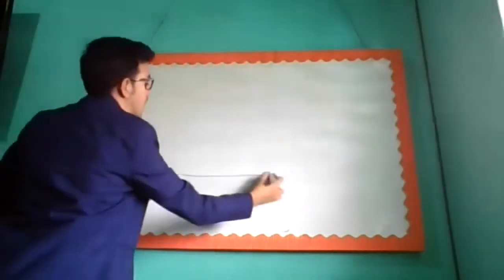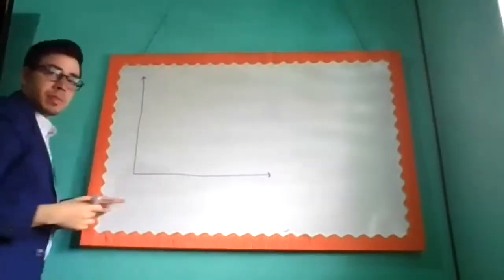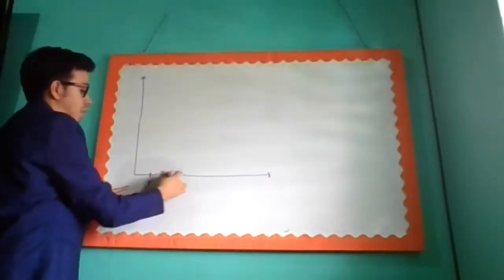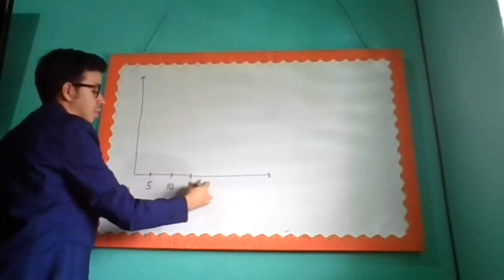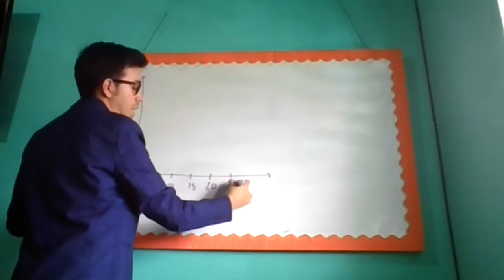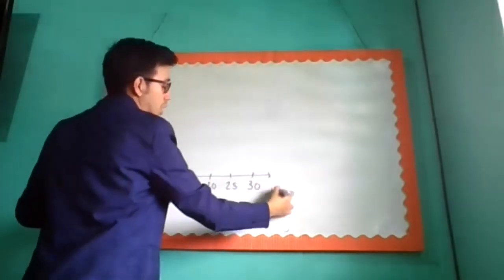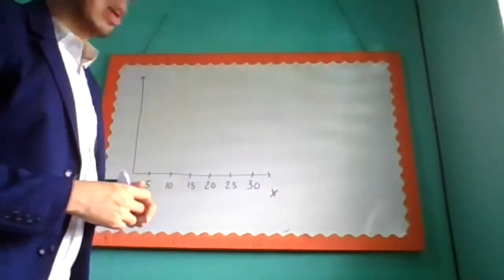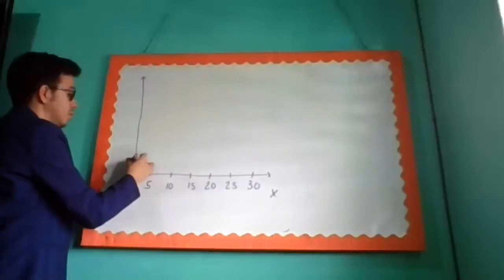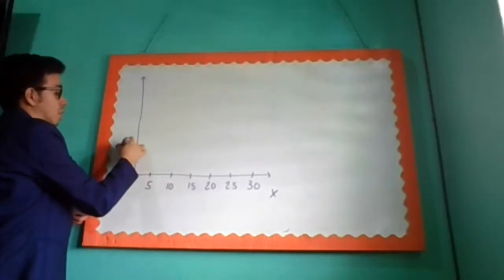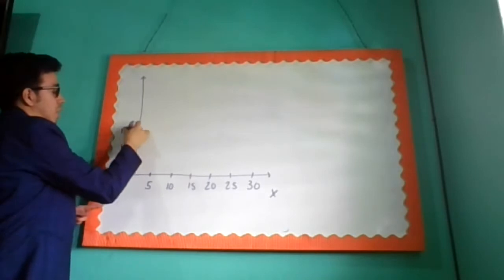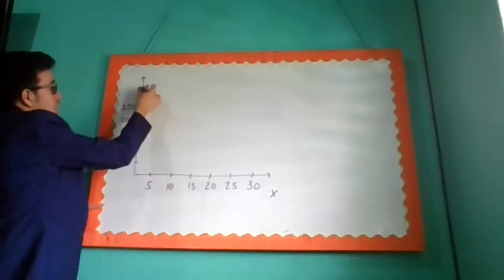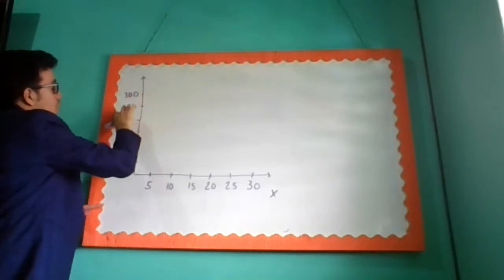We have here the graph. And we have counting by 5: 10, 15, 20, 25, and 30. These are the number of minutes for x. Now the calories is counted by 50: 50, 100, 150, 200, 250, and 300. Okay.